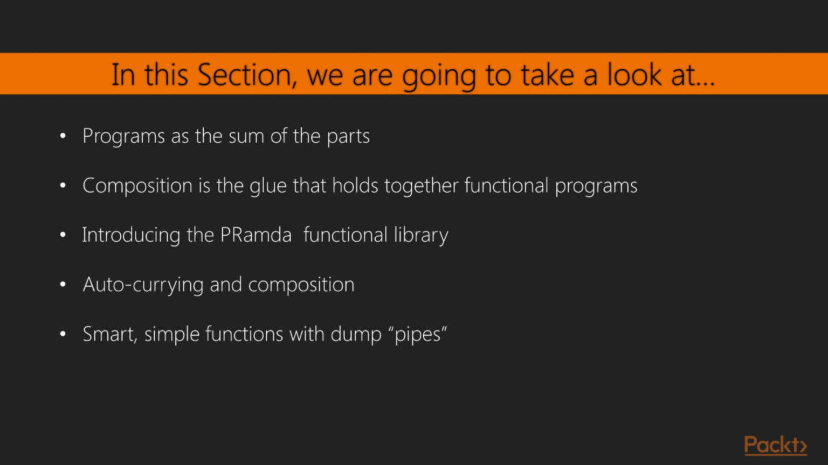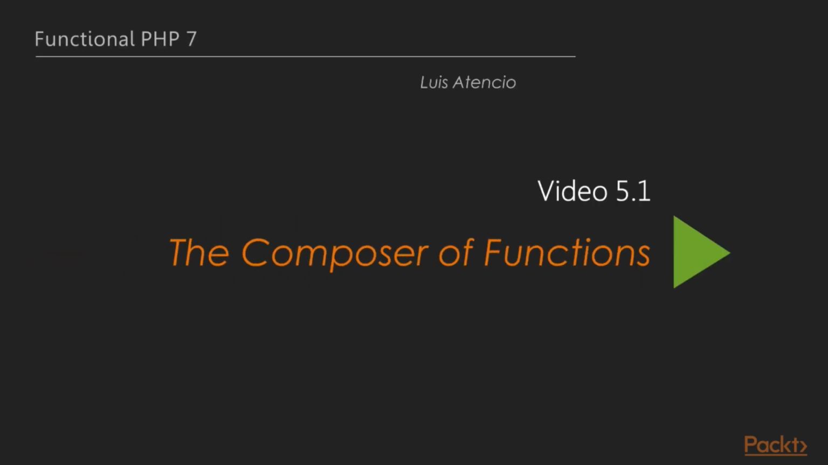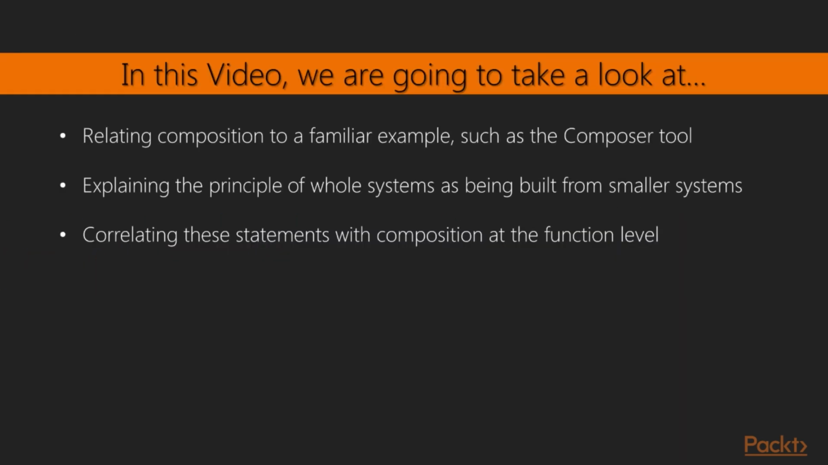And this library features some very powerful artifacts known as autocurrying and composition. And all of this is going to come together to create small, simple functions with dumb pipes. So the idea is that we create and we dump all of our business logic into simple, easy to reuse functions that just connect together loosely via composition. Our first video is titled The Composer of Functions.